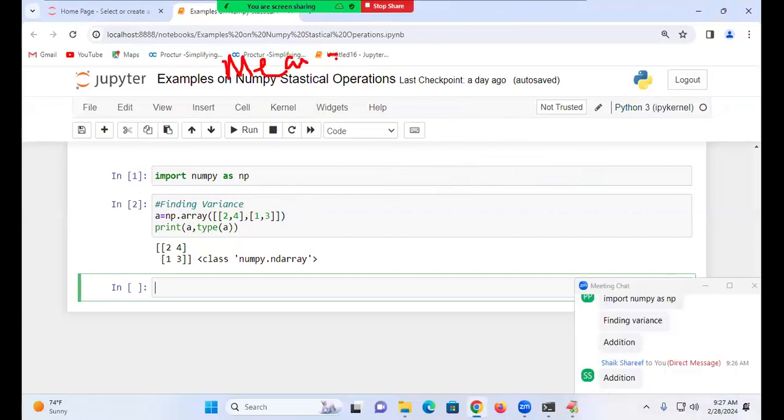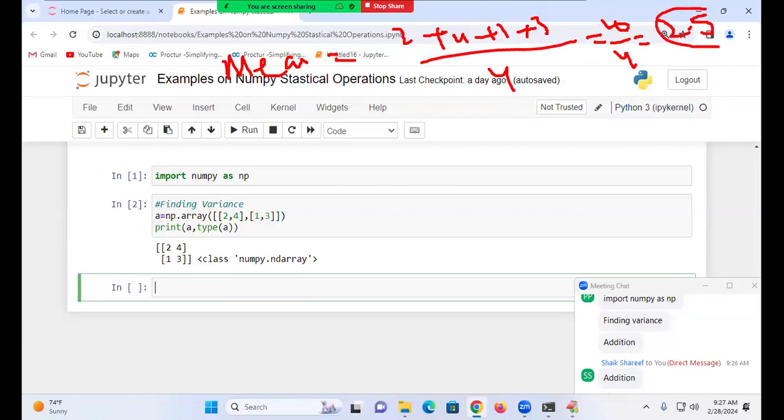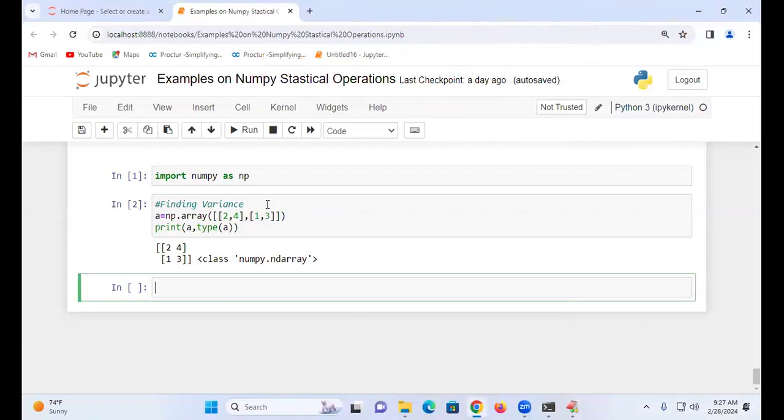All of you know the mean now. 2 plus 4 plus 1 plus 3. Carefully follow. How many elements? 4 elements. So 6 plus 4, 10 by 4. What is the answer? 2.5. The mean value is 2.5. Keep in mind 2.5. You know how to find the mean also.